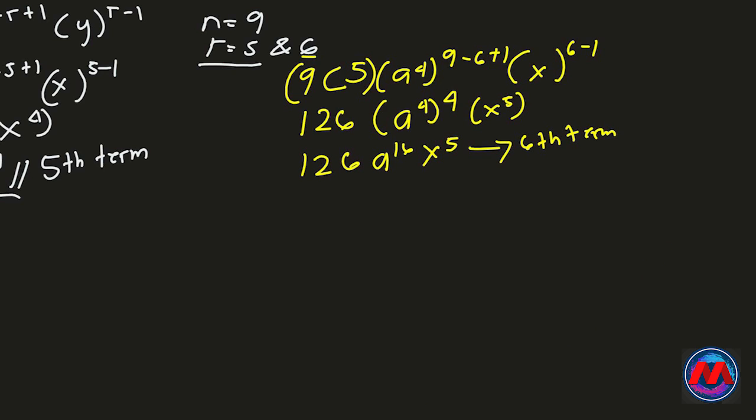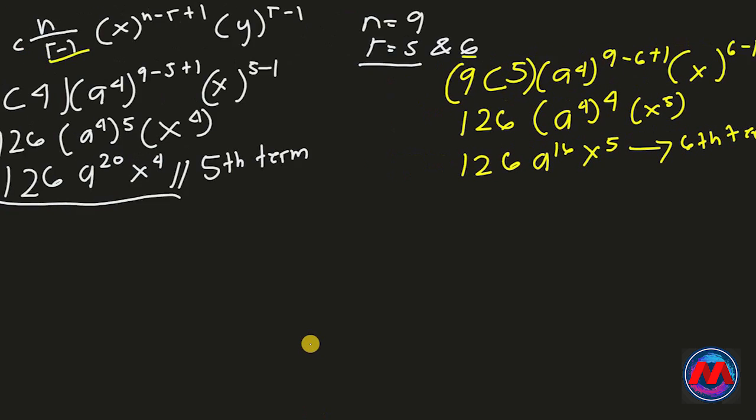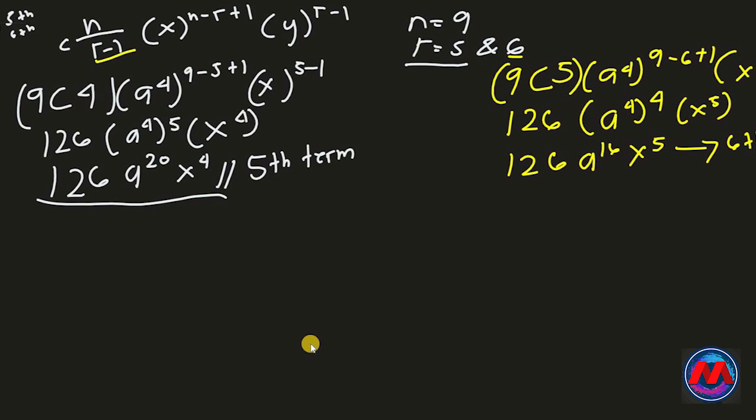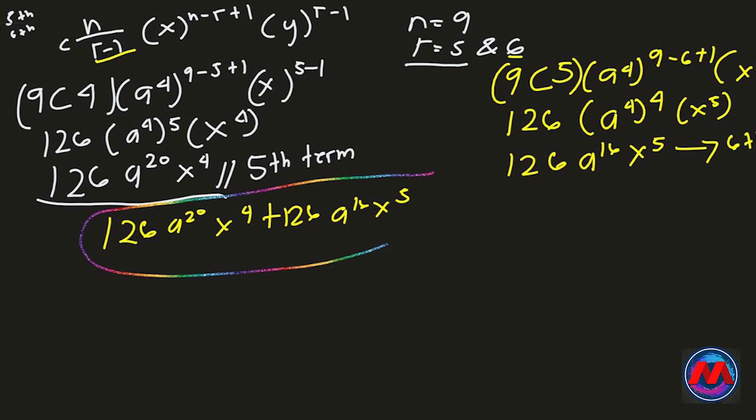So final answer. So what are the middle terms? The middle terms are 126 a raised to 20 x raised to 4 plus 126 a raised to 16 x raised to 5. So these are the middle terms of the binomial expression. This is the fifth term. This is the sixth term. Alright?